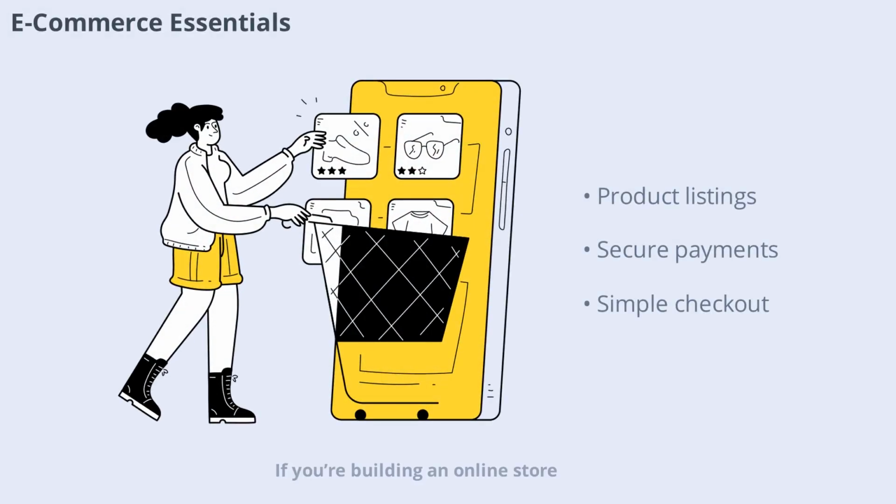If you're building an online store, you'll need e-commerce features like product listings, shopping carts, and payment processing. Platforms like Shopify, WooCommerce, or Magento can help you get started quickly. Make sure your checkout process is simple and secure to encourage sales.